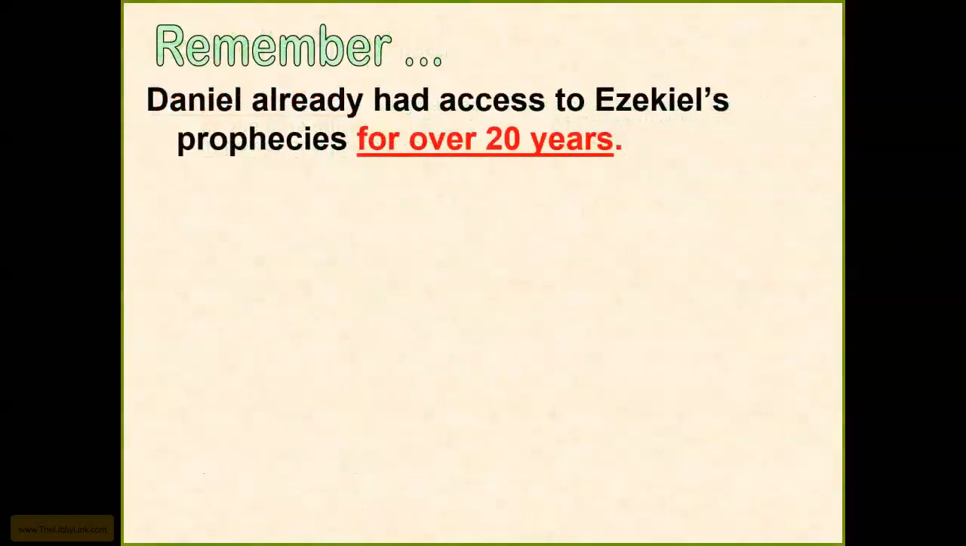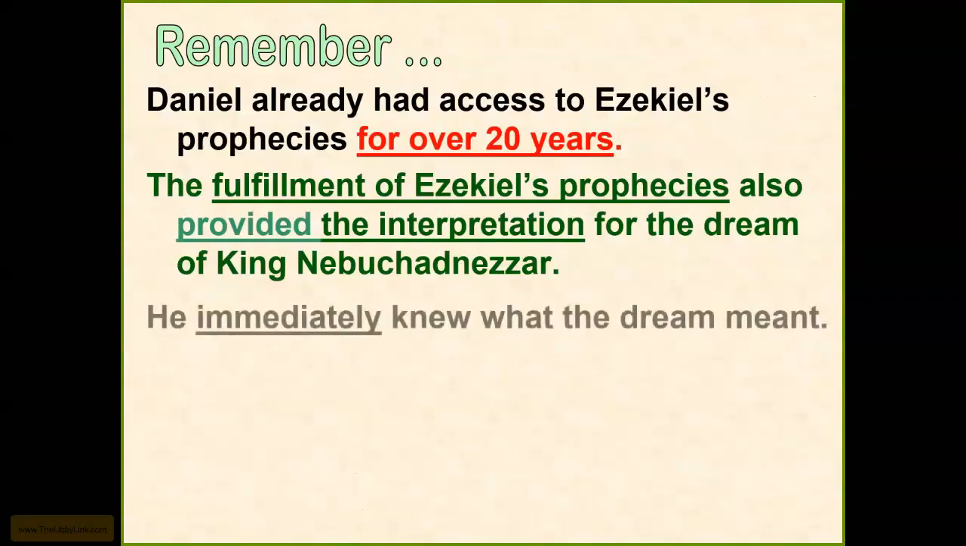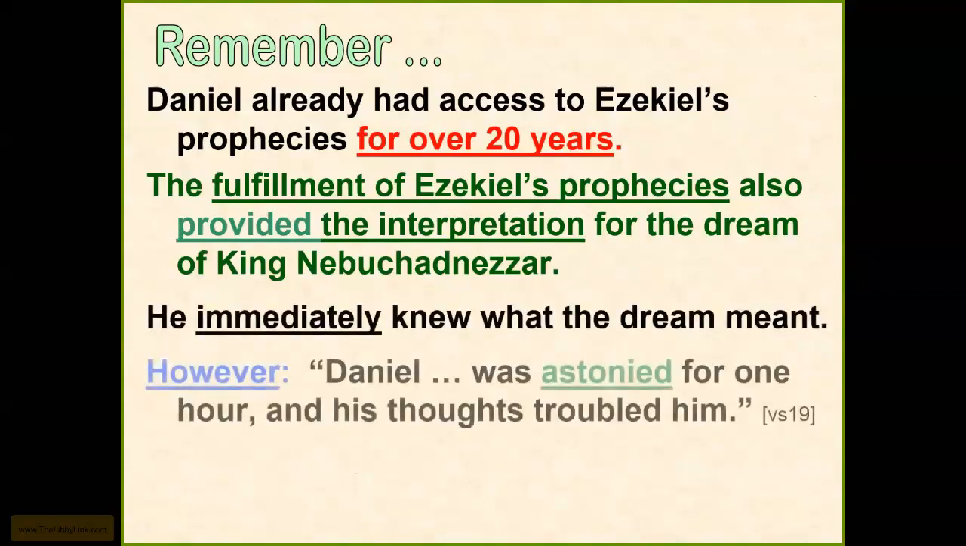Remember, at the time King Nebuchadnezzar had this dream of the tree being cut down, Daniel already had access to Ezekiel's prophecies for over 20 years. The fulfillment of Ezekiel's prophecies also provided the interpretation for the dream of King Nebuchadnezzar. Daniel immediately knew what the dream meant. However, Daniel was astonished for 1 hour, and his thoughts troubled him.